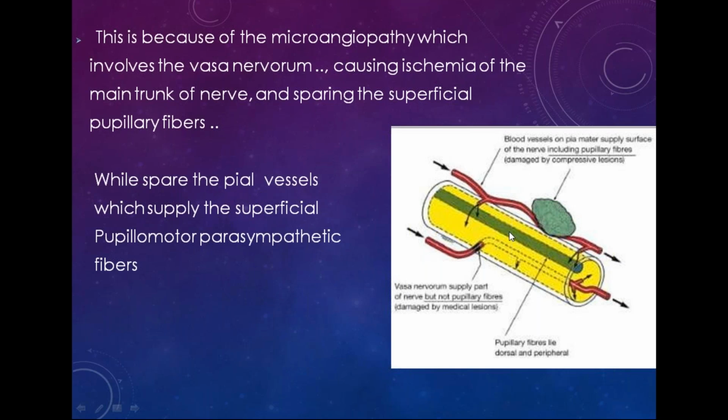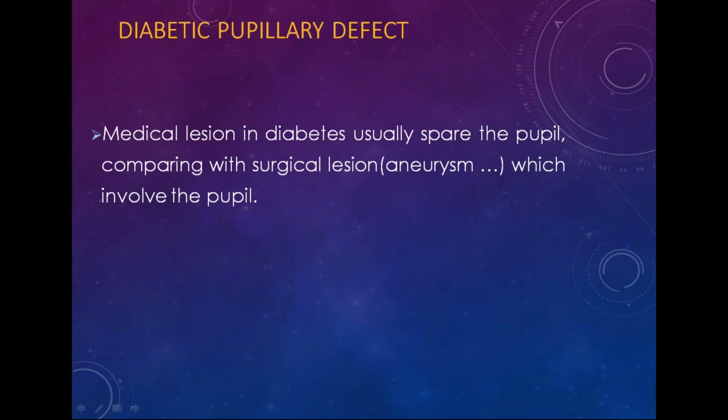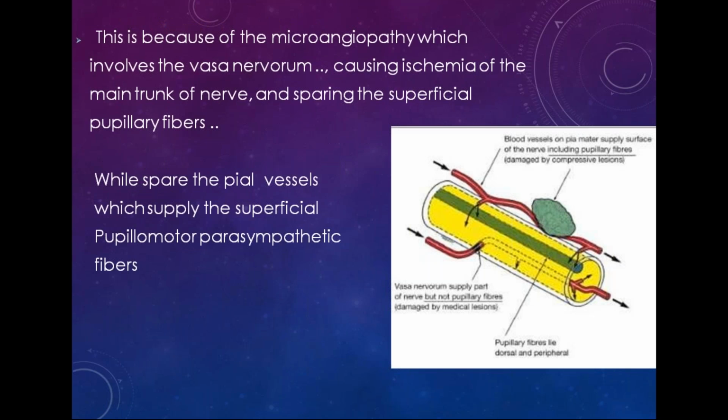The superficial blood vessels are not involved in medical lesions, whereas aneurysms cause compression of the superficial blood vessels and involvement of the sphincter pupillae and dilator pupillae. That is, the pupils are more commonly involved in surgical lesions like aneurysms and tumors, because the superficial pial vessels are involved.